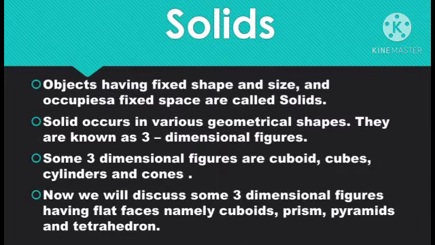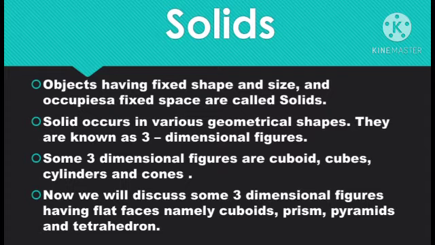So first of all, before going ahead, we need to understand what are solids and what are three-dimensional objects. As you can see on the screen, objects having fixed shape and size and which occupy a fixed space are called solids. अब solids क्या है, तो ऐसा कोई ऑब्जेक्ट जिसका एक फिक्स्ड शेप है, एक फिक्स्ड साइज है और जो एक स्पेस ऑक्यूपाई करता है, उसे हम कहते हैं सॉलिड.